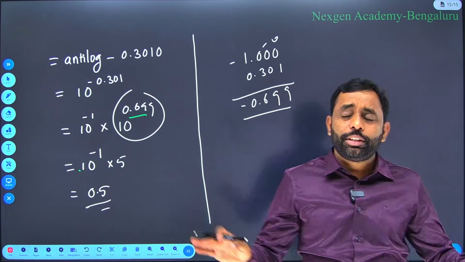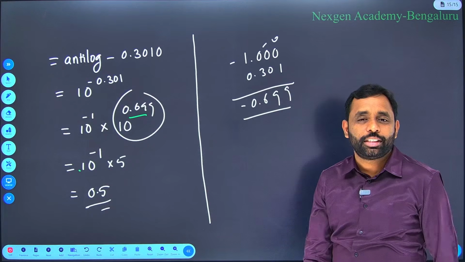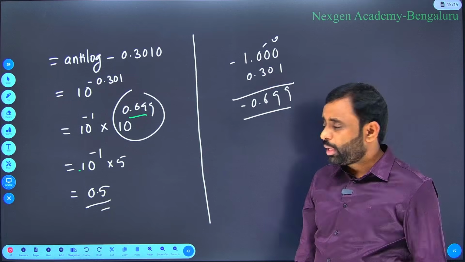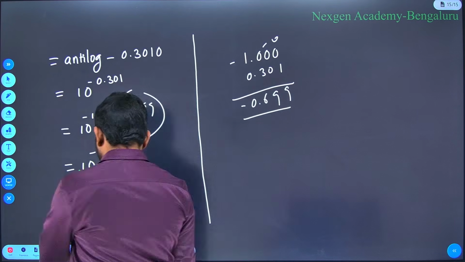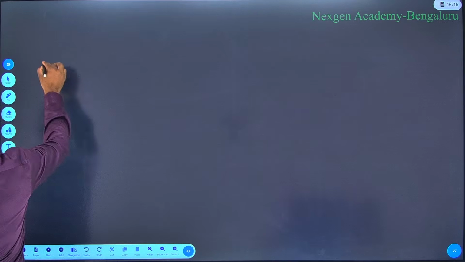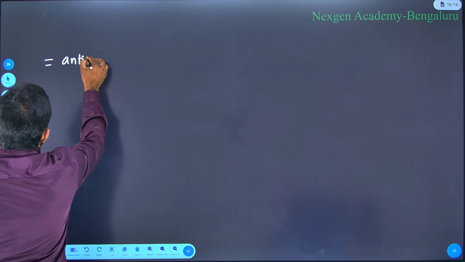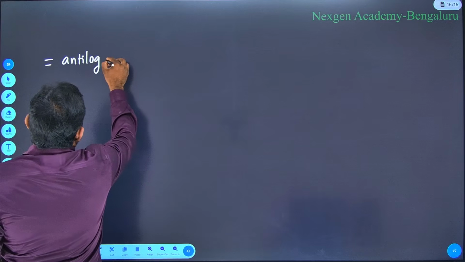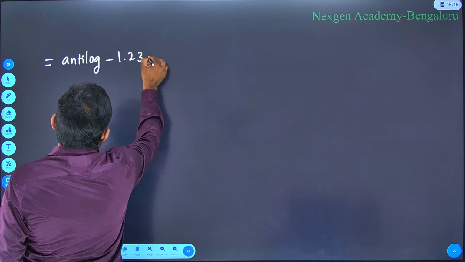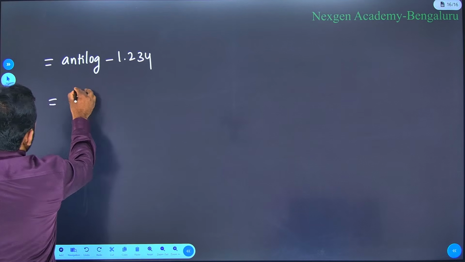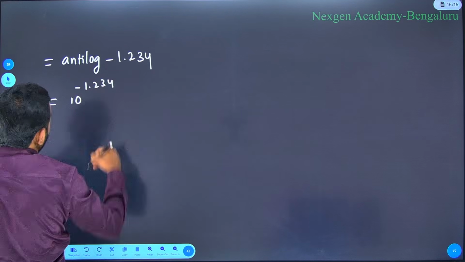So any value is given to you, you have to write it like this. Is this clear? Whatever the number is given, positive number, negative number, anything, you can do it in this fashion. Clear, right? Let us see one more example of a negative value. Calculate the anti-log of minus 1.234. How to do it? Anti-log means 10 to the power of minus 1.234.